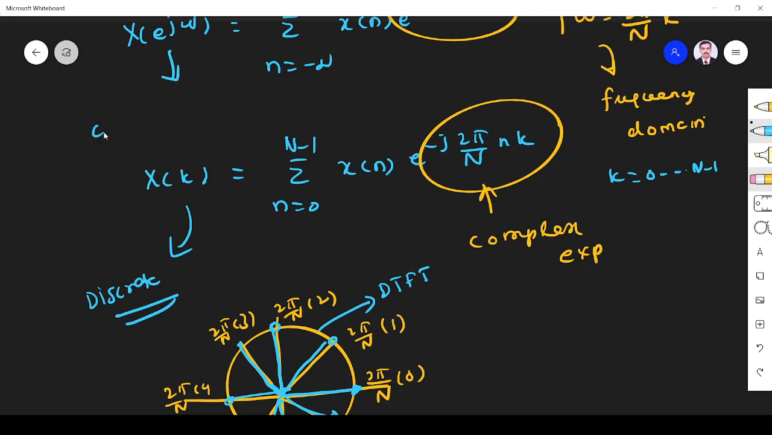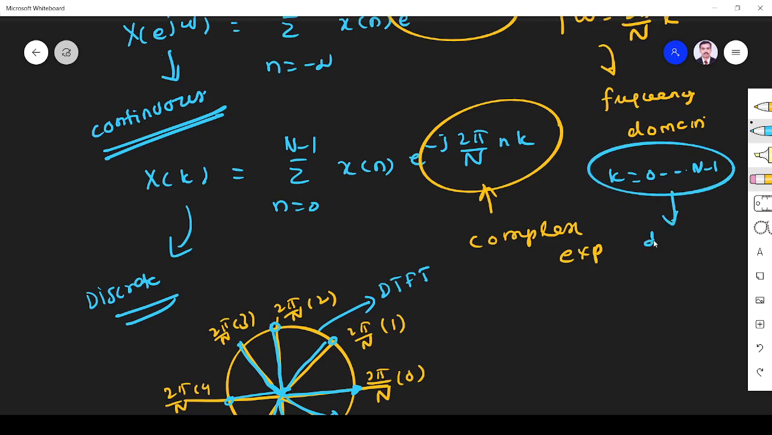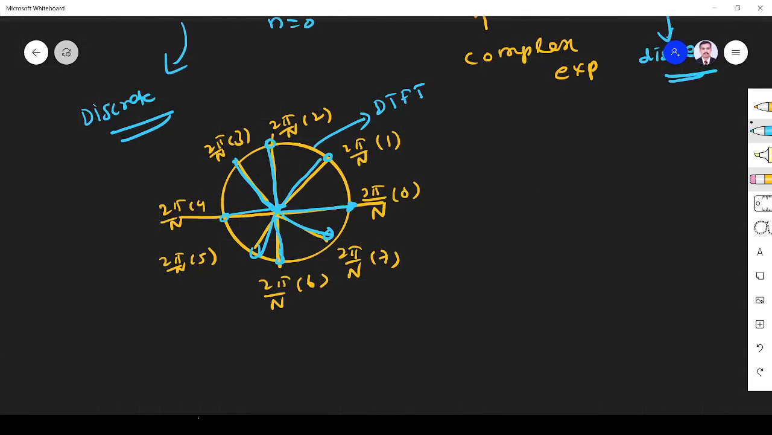Whereas omega, I asked one question already, the integral goes from minus pi to plus pi. What is the reason? It is a continuous spectrum. The DFT spectrum is discrete because k varies from 0 to N minus 1, and k is an integer. So k is discrete, which means the spectrum of DFT is discrete in nature.